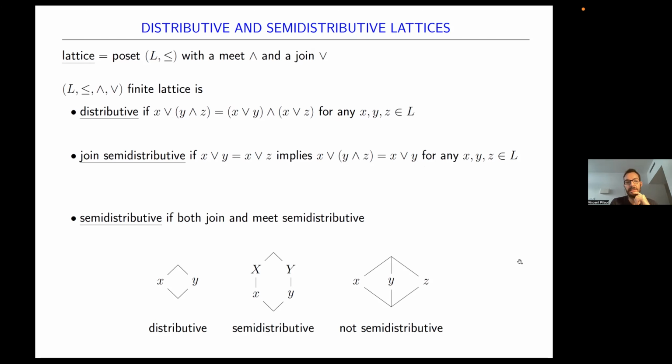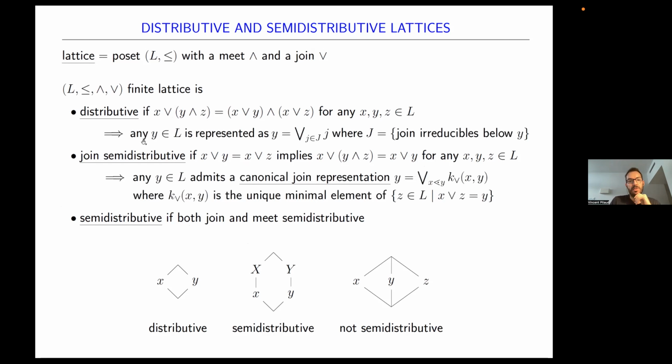And for some reason, these semidistributive lattices are very important. And I will say that the lattice is semidistributive when it is both join semidistributive and meet semidistributive. So the same, but with the dual condition. So why is that interesting?